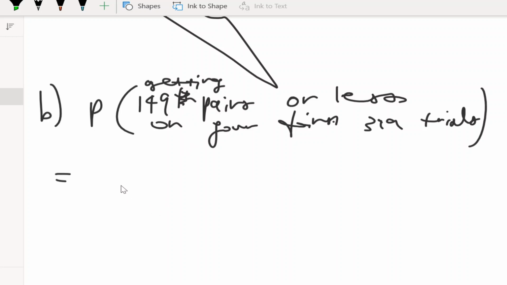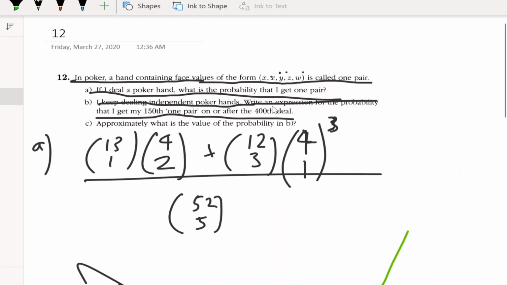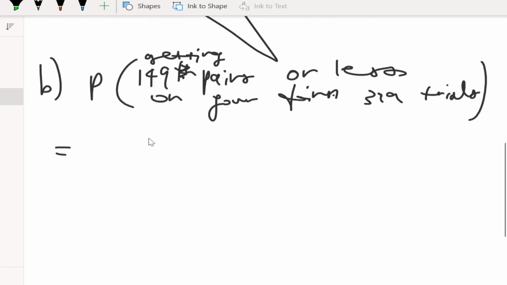So you'll recognize that they're just asking us to write an expression. That makes this a lot easier. So that just means we're going to write some sort of summation expression. So just right off the bat, I'll write i equals 0, and it goes up to 149 because we want to sum up all the probabilities of getting 0 successes, 1 success, 2 successes, all the way up to 149 successes, where success is defined as a one pair, which I guess I should have written here. One pair.